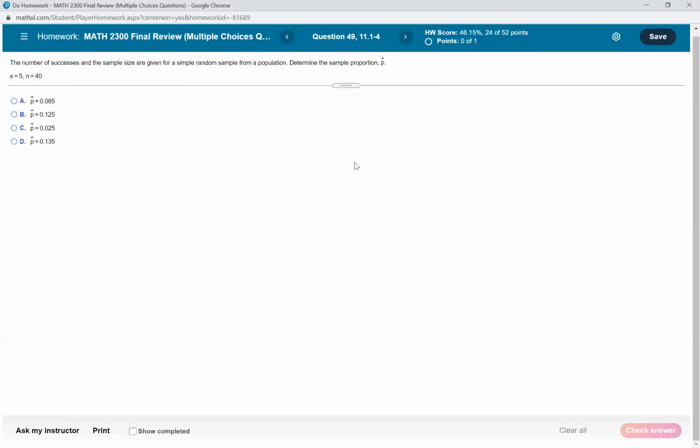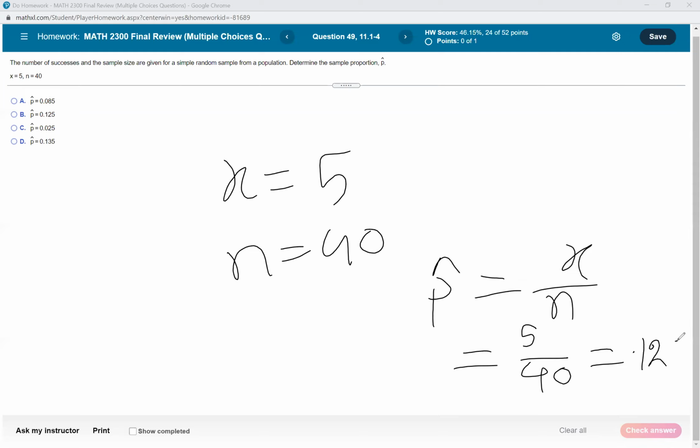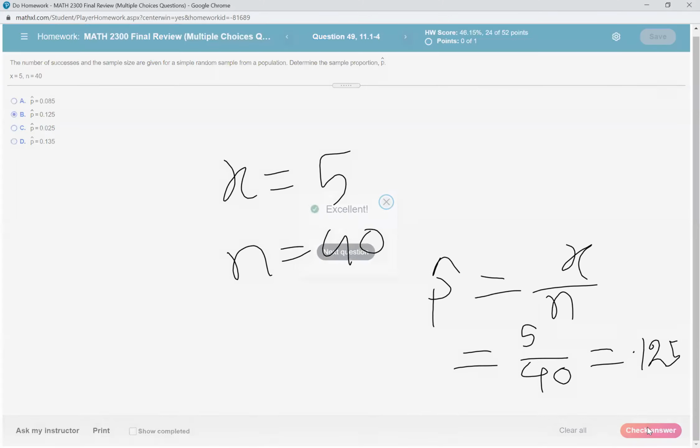Okay, the number of successes and the sample size are given for a simple random sample. Determine the sample proportion p hat. We have x, the number of successes, and n is 40. So p hat is x over n, which is 5 over 40, which is 0.125. So p hat is 0.125. This is the correct answer.